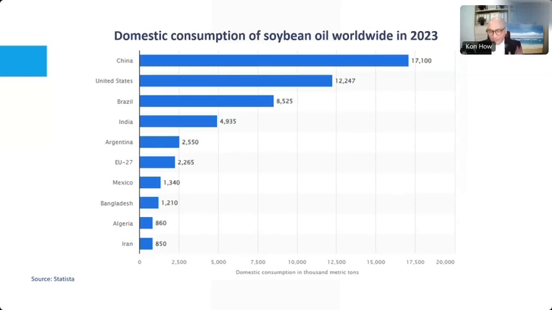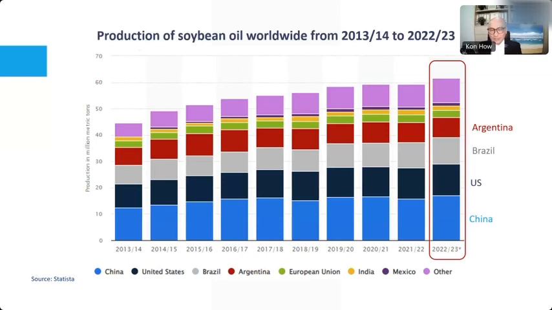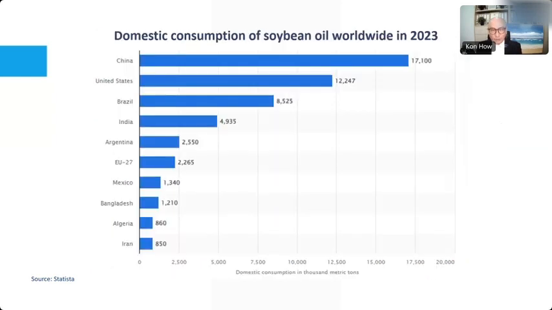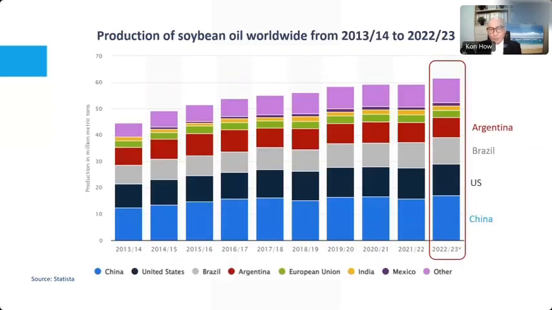And then the next question is, does China produce soybean oil? Now, we're going to see the next slide, on the 2022 and 2023 numbers, China is also one of the largest producers of soybean oil, followed by the US, Brazil, and Argentina. China consumes the most, but they also produce the most. But at this point in time, they consume more than they produce.